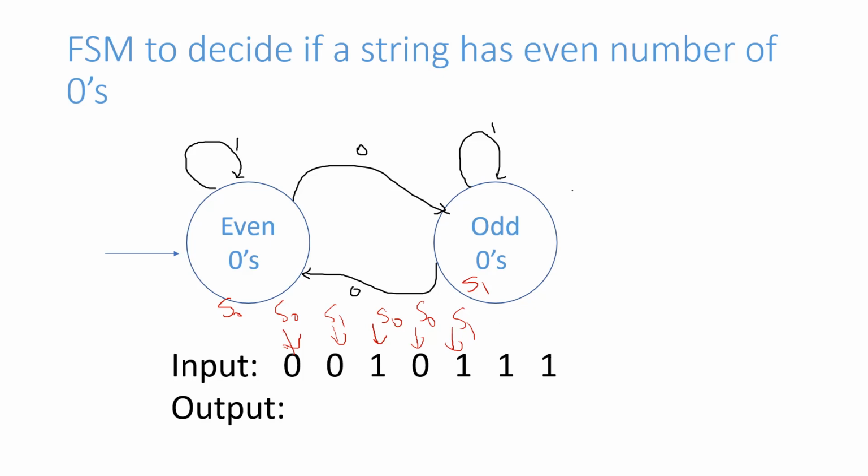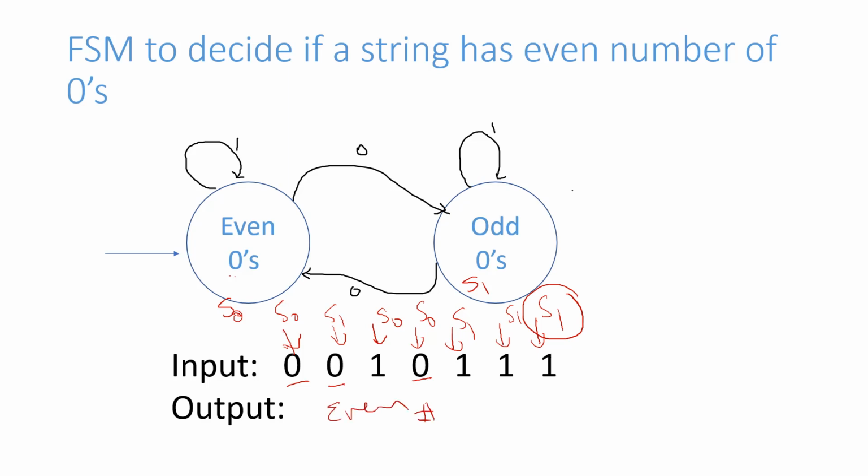S1 and 1 will keep you in S1. And that's it. We run out of things. Now, what you see here is that we ended up in the state S1 at the end of the input stream. But this machine represents a machine for the even number of zeros. If you end up in S0 after processing all of the string, that means you have an even number of zeros. If you end up in S1, you have an odd number of zeros. By looking at this, you can see that it has an even number of zeros.